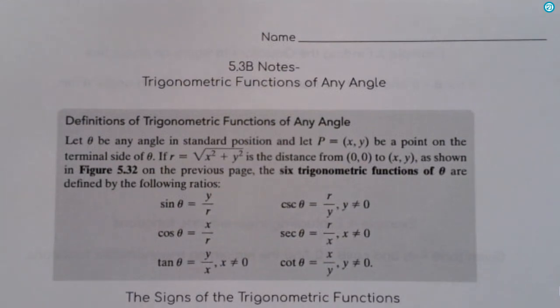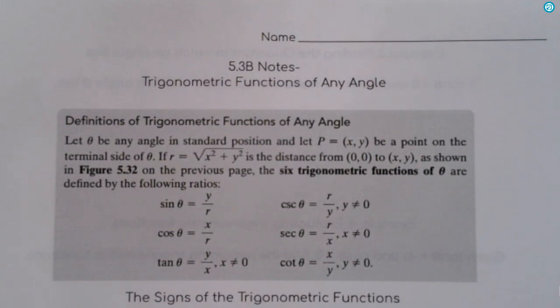So all of 5.3 is taking the trigonometry that we were able to use with an acute angle and putting it on any angle around a coordinate plane. This I just left on here because I wanted you to have these definitions, y over r, x over r, y over x, all these, okay?